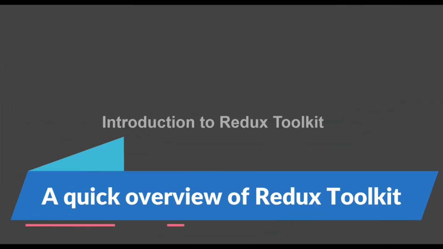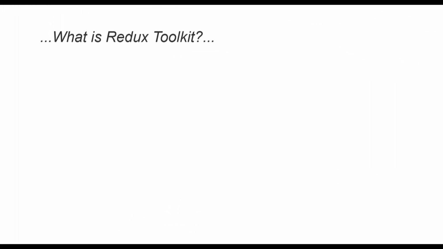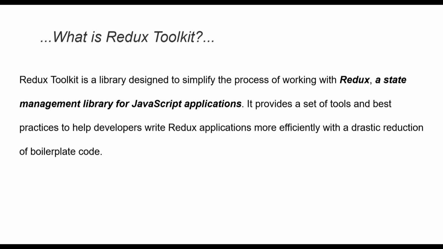In this video, we're going to take a quick look at Redux Toolkit. So what exactly is Redux Toolkit? Redux Toolkit is a library designed to simplify the process of working with Redux. And Redux is the state management library for JavaScript applications. So now we can see that this Redux Toolkit right here is just a simple library that is designed to simplify the process of working with this Redux right here. And Redux itself is a state management library for JavaScript applications, right?